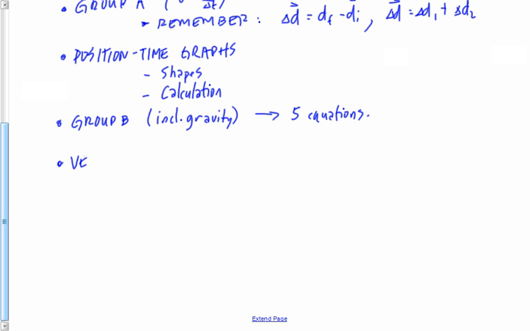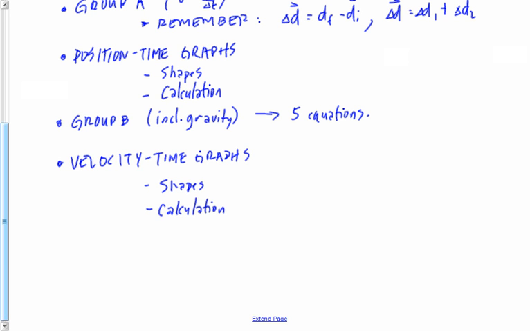Then we have velocity time graphs. Of course, we had shapes and we had calculations. When I give you your practice test, you're going to see that there's an example of a position time graph and a velocity time graph on that practice test. They're going to look almost exactly the same. The only difference, the y-axis. The shapes are the same, the numbers are the same, the x-axis is the same, the y-axis is different. Same numbers on the y-axis, different variable.